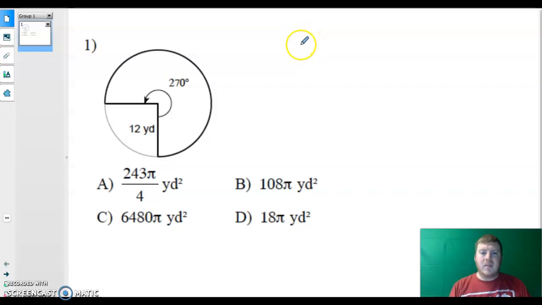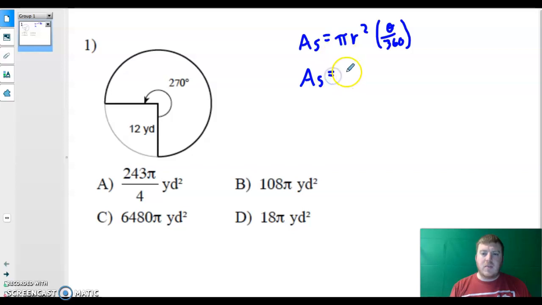The formula you will want to use in this problem is that the area of a sector is equal to pi r squared times theta over 360. So we're just going to plug in what we know to find the area of the sector. So to find the area of the sector, we know pi is just going to stay the constant pi.